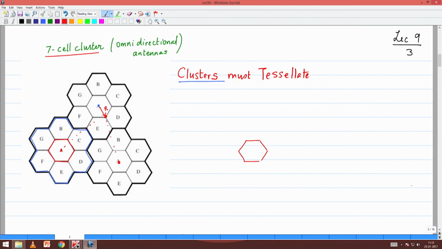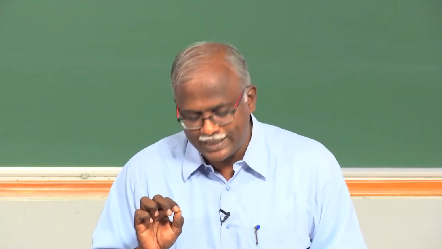Okay. So are you able to visualize? In a 7-cell cluster, you will find that there are 6 base stations, one on each side, and you will find that there are many base stations that will interfere, but there are 6 that are closest to you. You will have to find out those 6 and you will have to measure those distances.